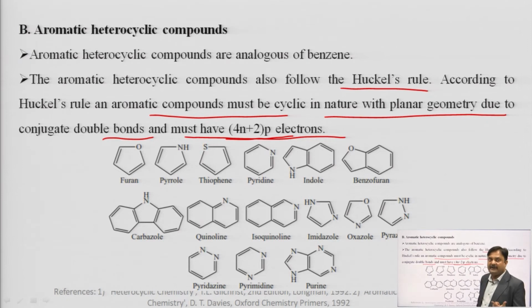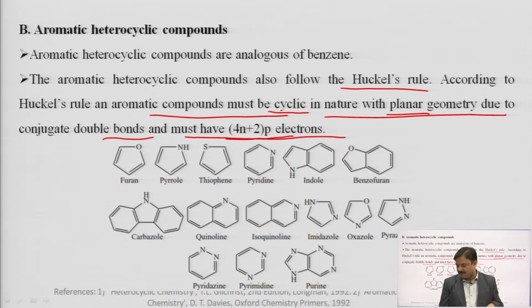The other properties they must have: they must be cyclic, they have a planar structure, and conjugation should be there. So, now you can see furan. 2 double bonds are there, 2 pi electrons are there, and oxygen also has a lone pair of electrons, so the total pi electrons is equal to 6, which is in accordance with Huckel's rule.